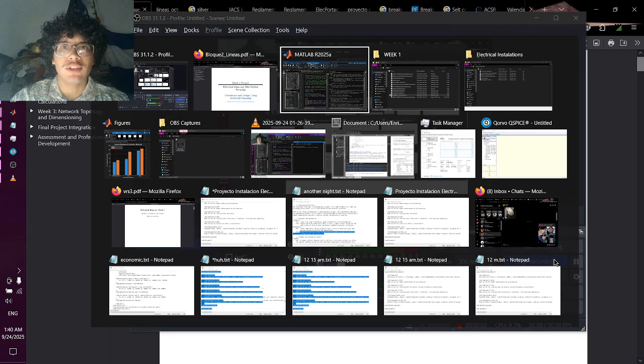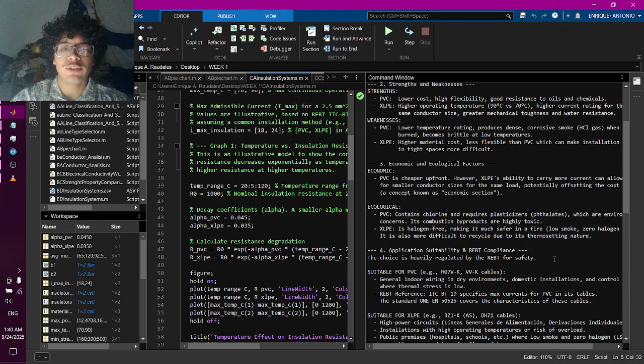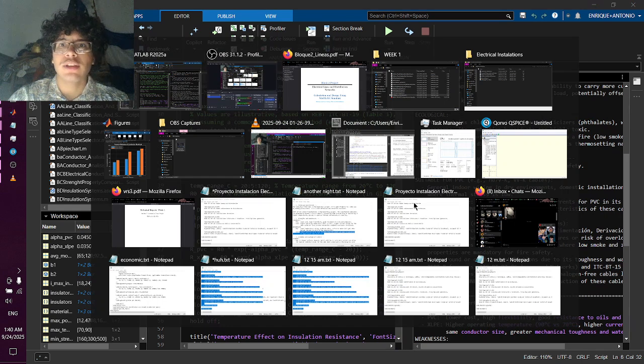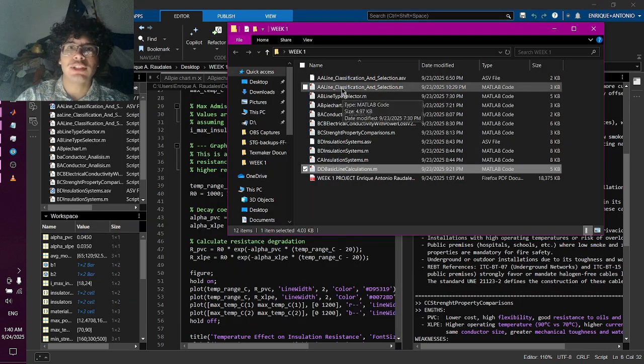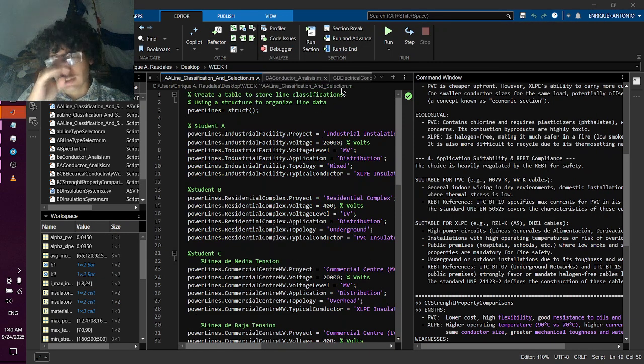Good morning. Today we'll be presenting the Matlab code for the first week of the Electrical Distribution and Networks project. So to start with, we have made this database for the different systems that the students were planning.